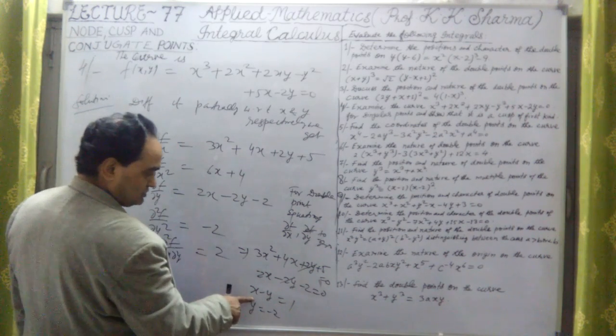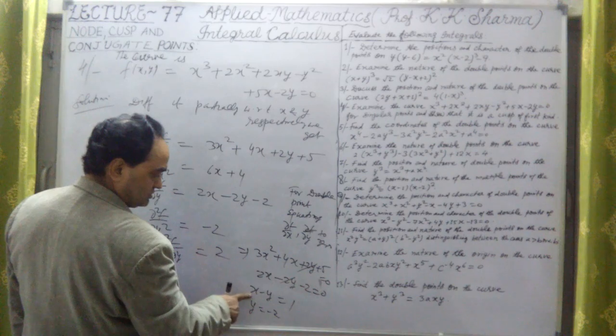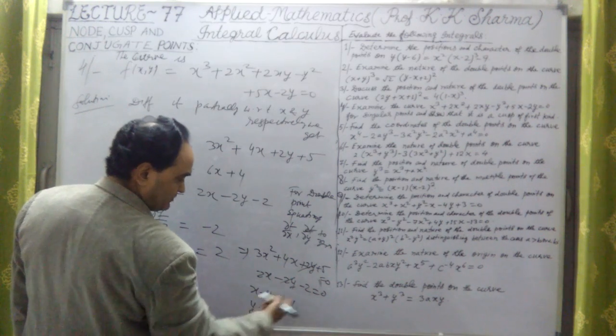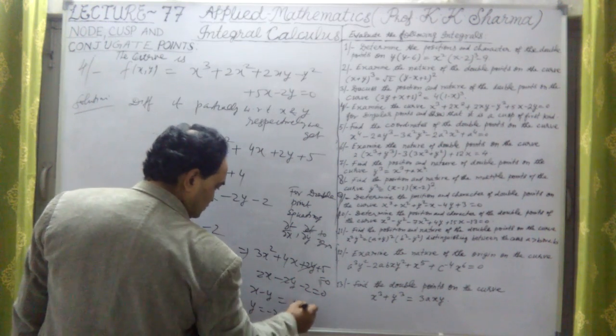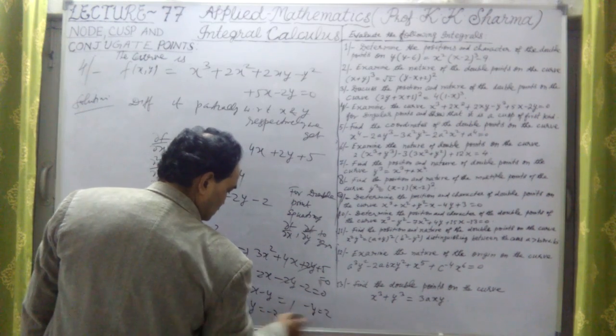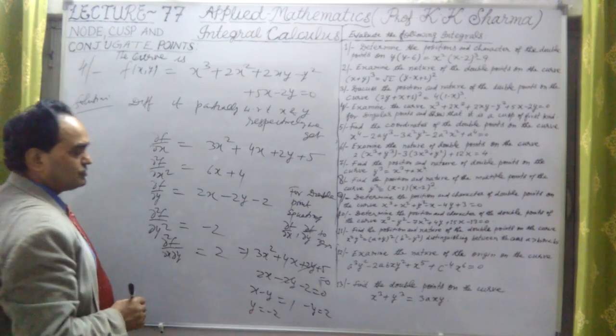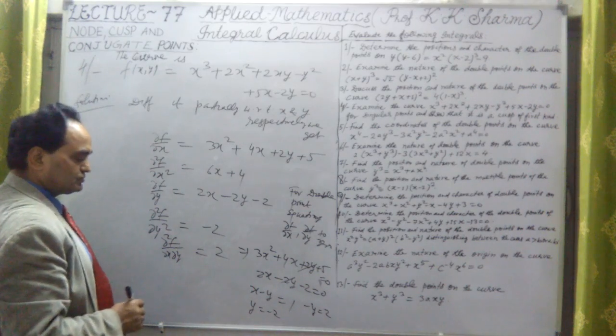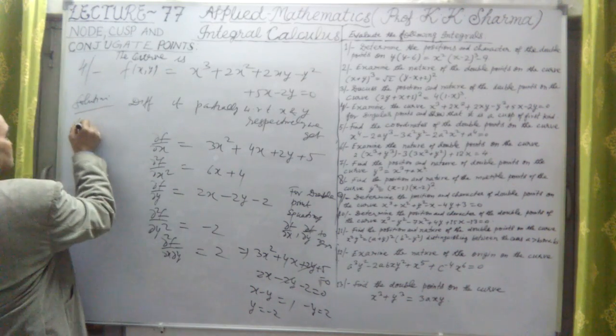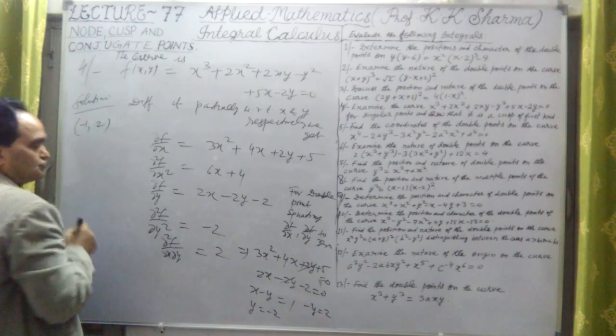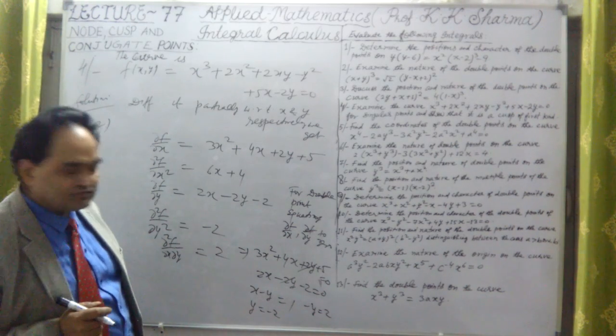Why? Because x is minus 1. Take minus 1 to that side, it will be plus 2. So minus y equal to plus 2, or y equal to minus 2. So the point is minus 1 and plus 2. So here the double point is minus 1 and plus 2, because x was minus 1.